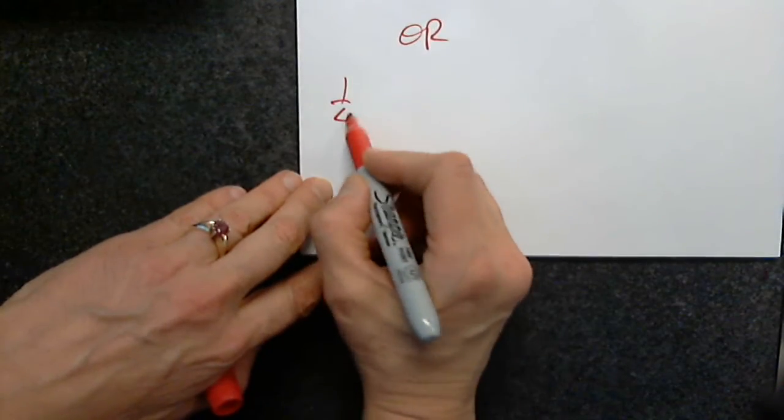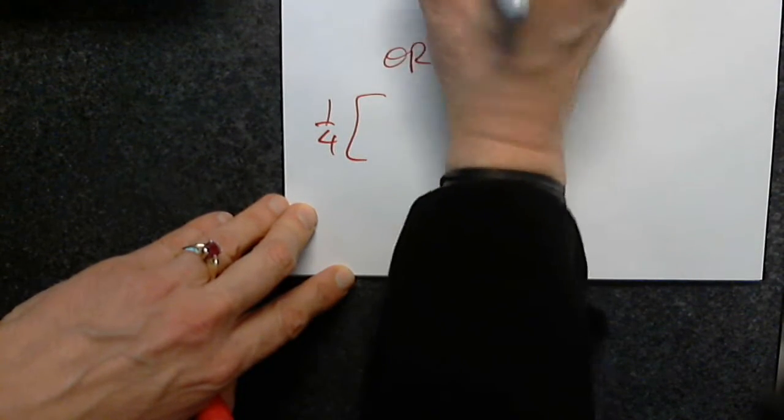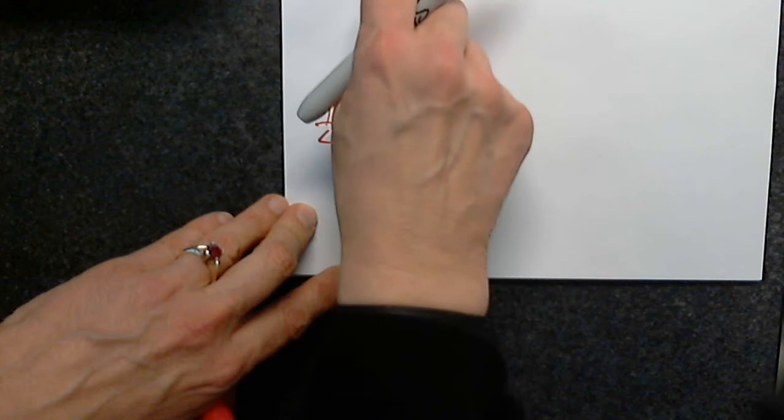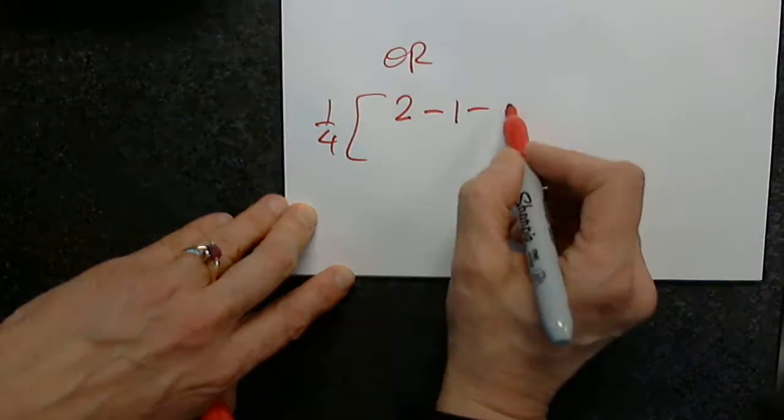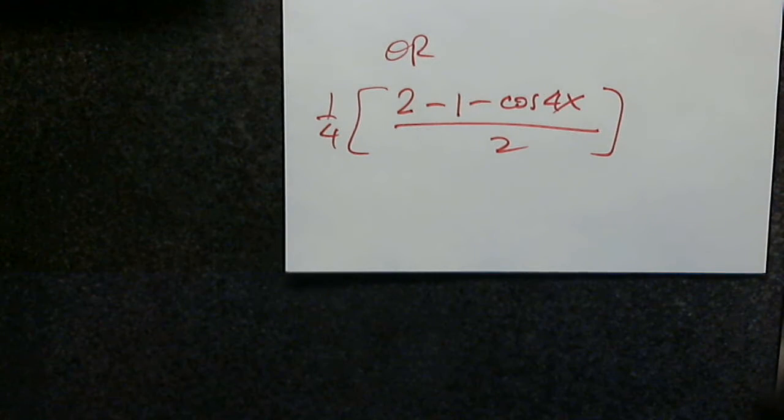Or you can write 1/4 and change this into 2 over 2, multiplying it by 2. It's 1 over 1. So 2 minus 1 minus cosine 4x over 2. If this is better, write this. You still have to distribute a negative sign to both at the top. So a negative in front of a fraction line gets distributed to everything at the top. If it has 2 terms, to both. If it has 5 terms, to all 5 terms. Okay.